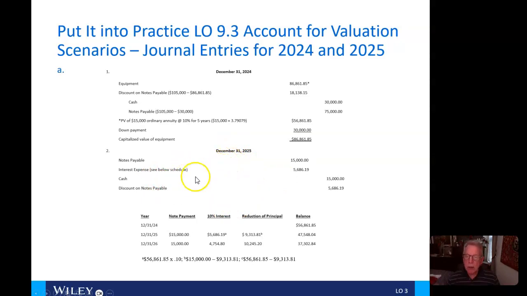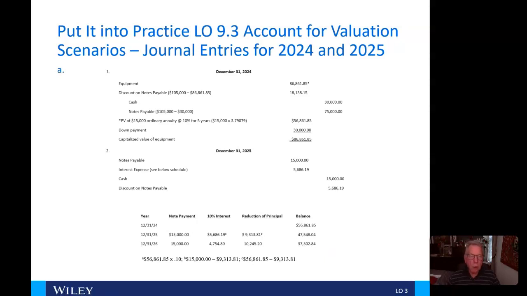Then on December 31st, 2025, we are going to reduce our notes payable by $15,000. We're going to pay for that in cash. And then the interest schedule, based on an effective interest schedule, is going to be $56,861.9 based on 10% interest. So I think you can follow this arithmetic. We've done it several times before.